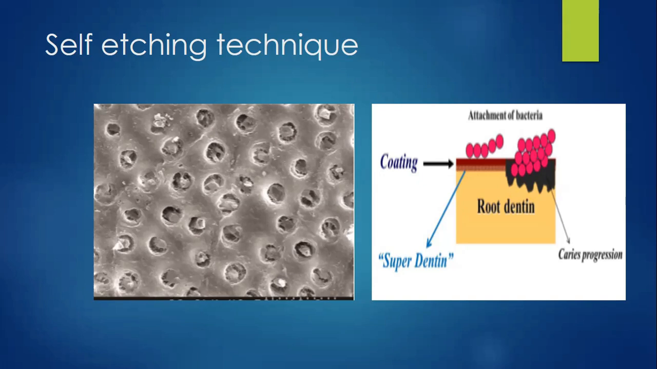It will create a new zone beneath the hybrid layer. Like this is the hybrid layer, and beneath that there is a formation of a new layer, which is the acid-base resistant zone. We call it the acid-base resistant zone or a super dentine, which will help to prevent secondary caries. It has also been said that on the root surface, coating with a dentin bonding system is effective for protection against caries, erosion and abrasion.